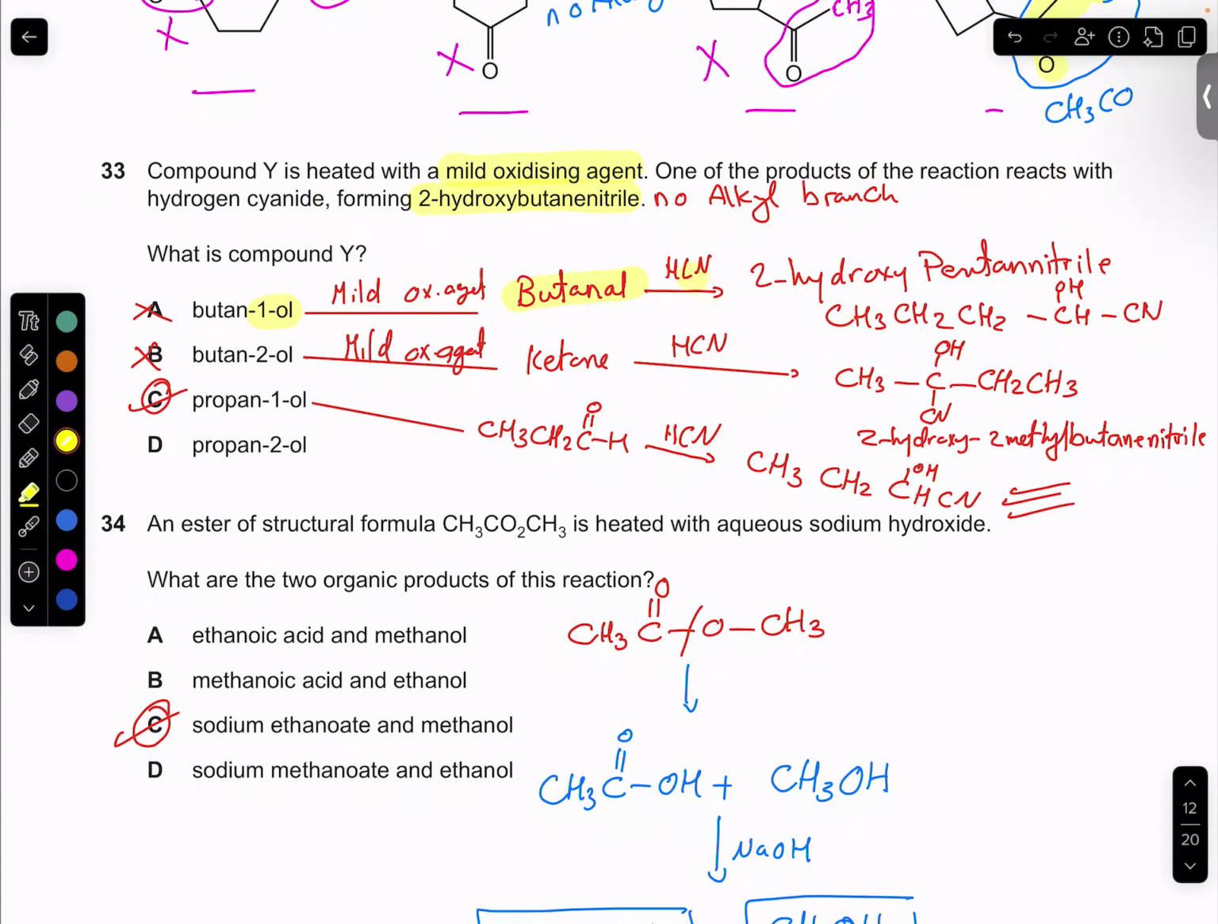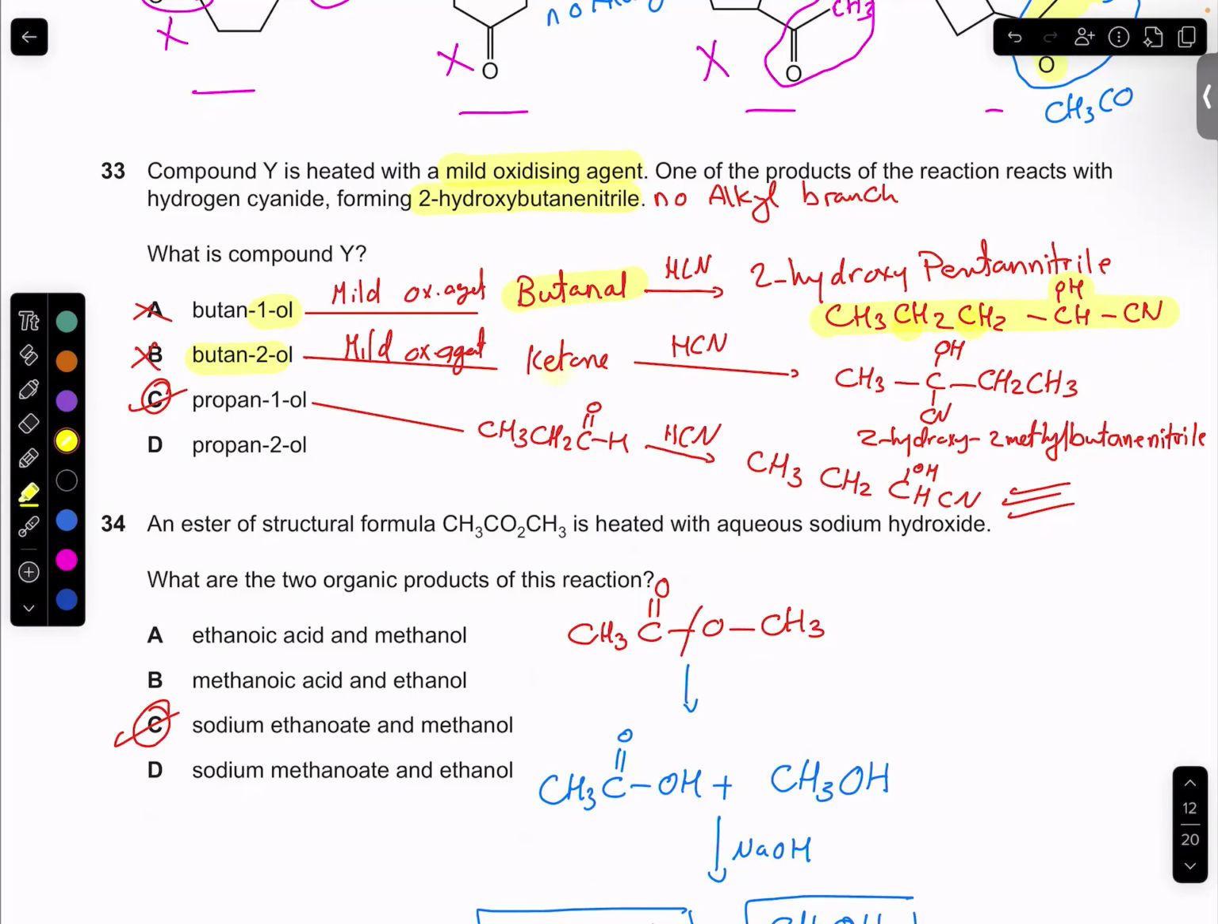If you add HCN to butanal, it will form this compound, which is 2-hydroxypentane nitrile, because you know when we add HCN, we add an extra carbon. We know that nitrile increases the number of carbons. So instead of butane, it becomes pentane. And the same for this one.